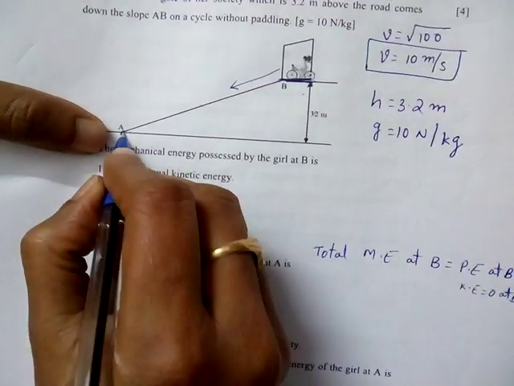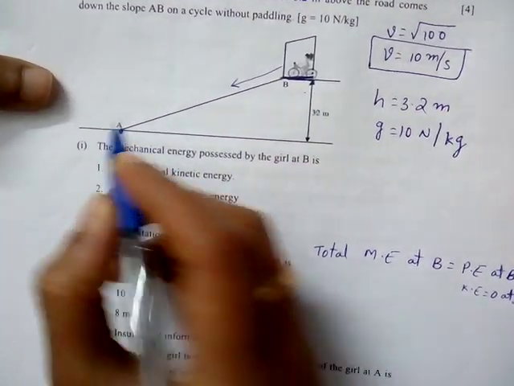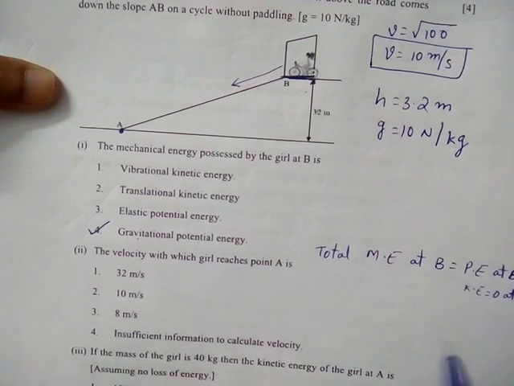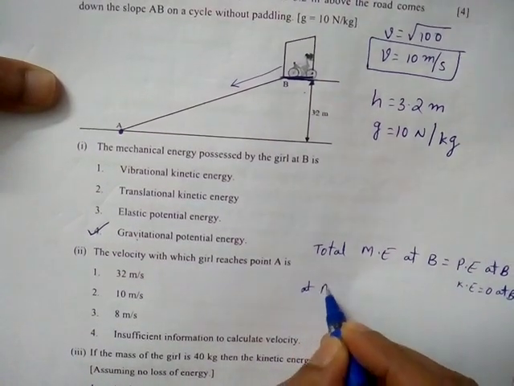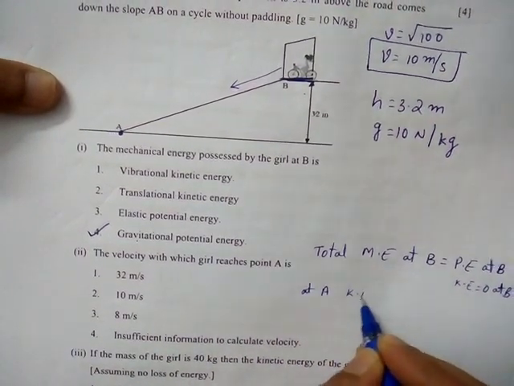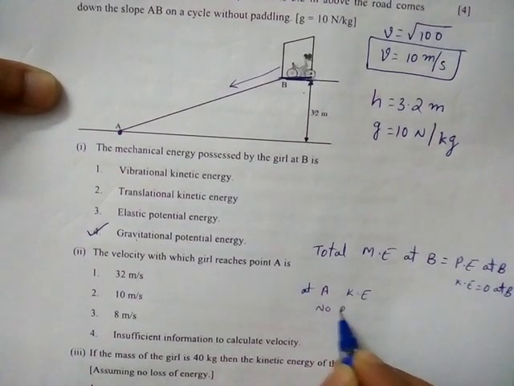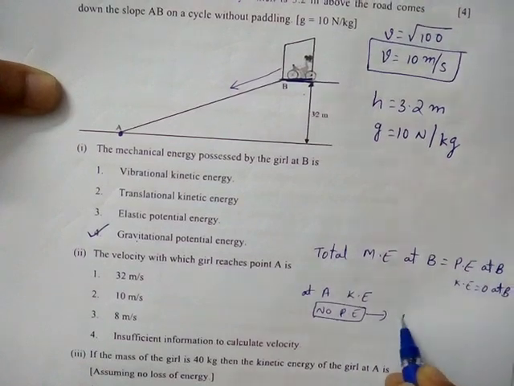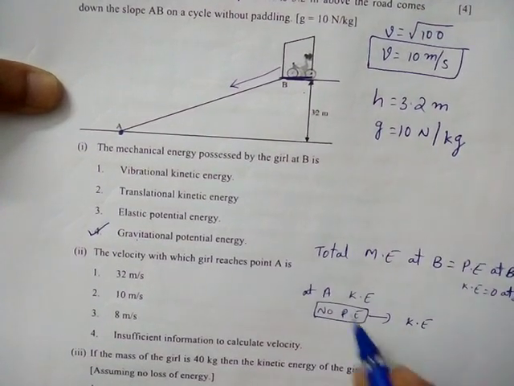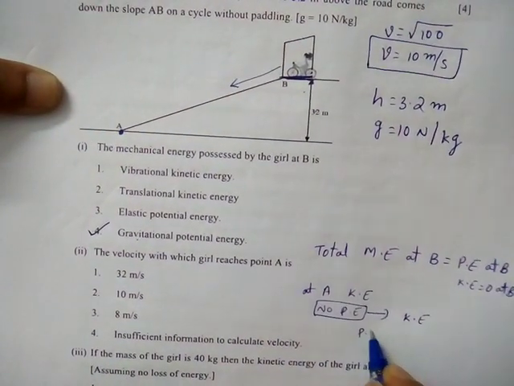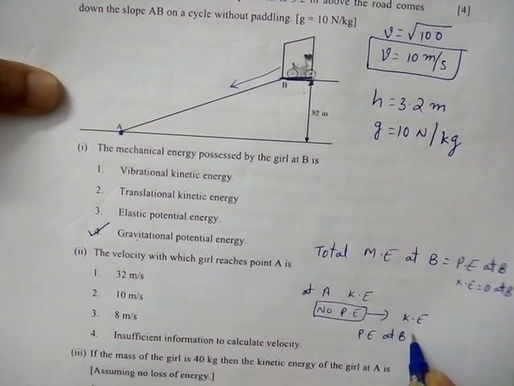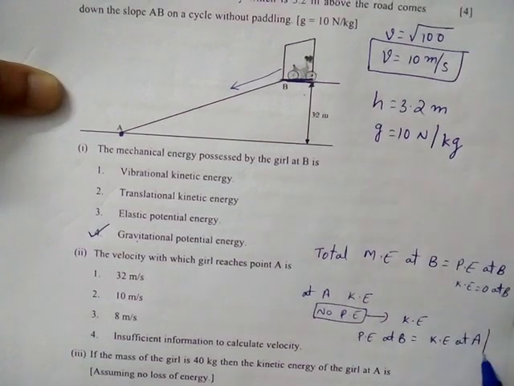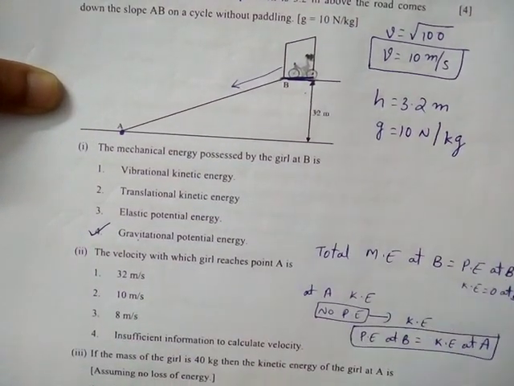In the same way, when she is reaching position A, she doesn't have any height from the ground. So at A, she will have only kinetic energy, no potential energy. So all the potential energy gets converted into kinetic energy. That means potential energy at B is equal to kinetic energy at A. So this point you have to remember.